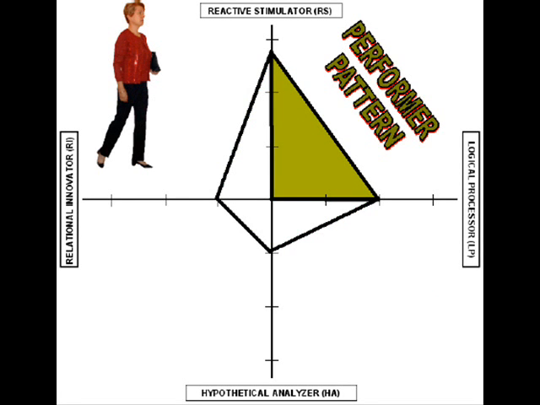Patterns arise because of the way the Iopt grid is arranged. Each axis of a pattern complements its partner axis in a particular way. For example, both axes of the performer pattern favor action. The RS side uses spontaneous means. The LP side employs disciplined methods. When used together, things get done, hence the name, performer pattern.